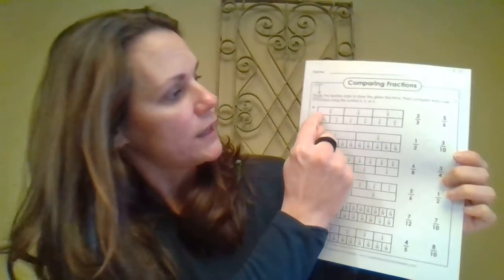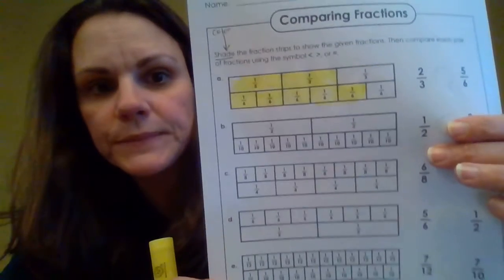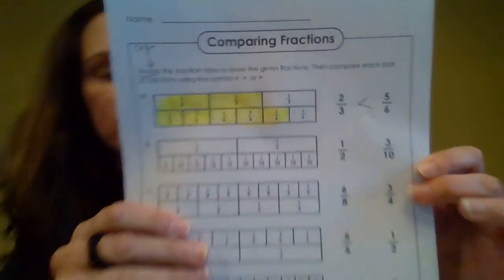So what you'll want to do is color in 2 of the thirds. So I'm going to do that with my highlighter. You can do that with any kind of color. And you'll just color in 2 of them, starting at the left. And then you'll color in how many sixths? 5 of the 6. So color in 5 of the 6. And you will see which one is bigger. That's right. 5/6 is greater than 2/3, or 2/3 is less than 5/6, because we always want the alligator mouth to point towards the bigger fraction.